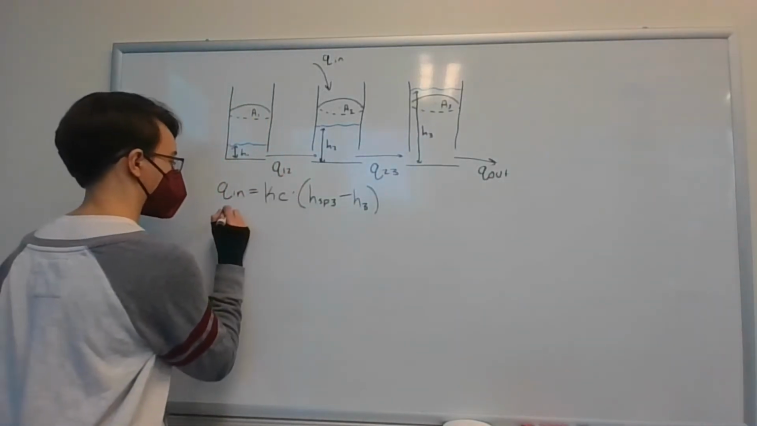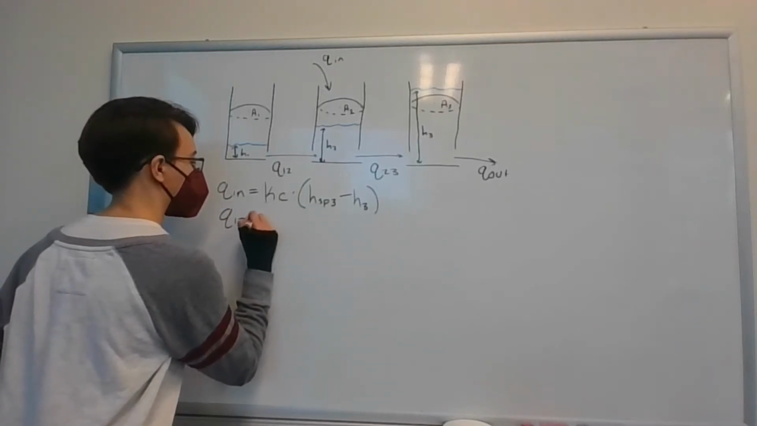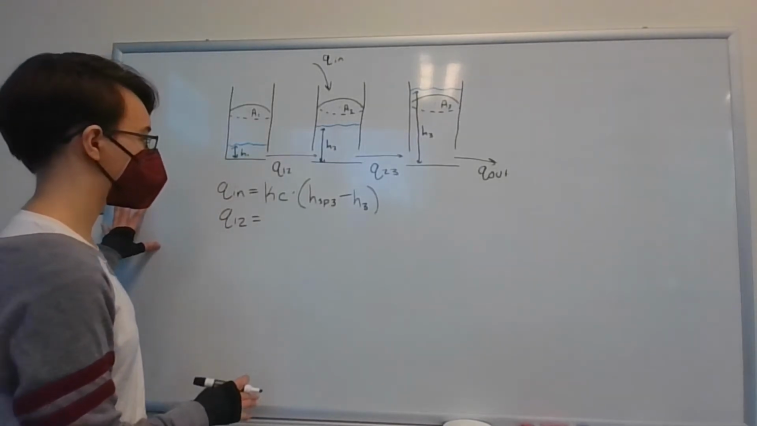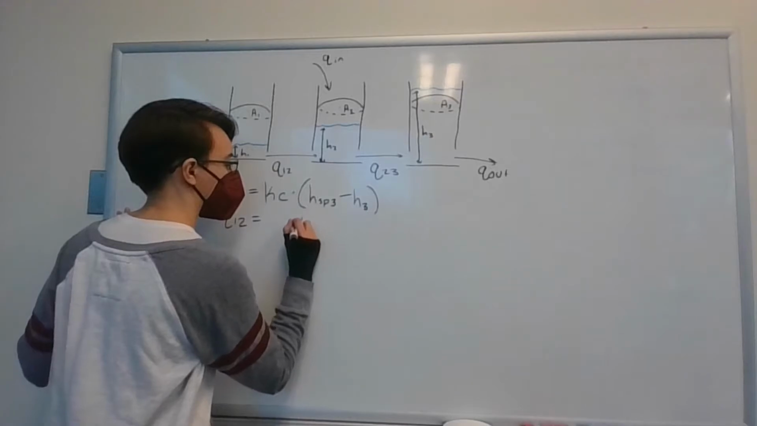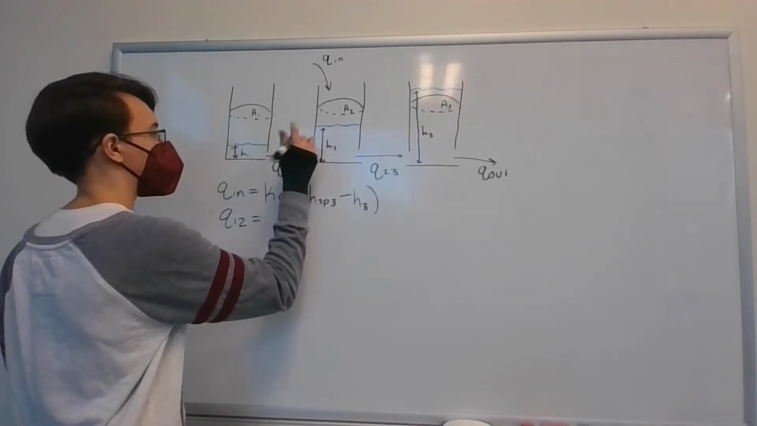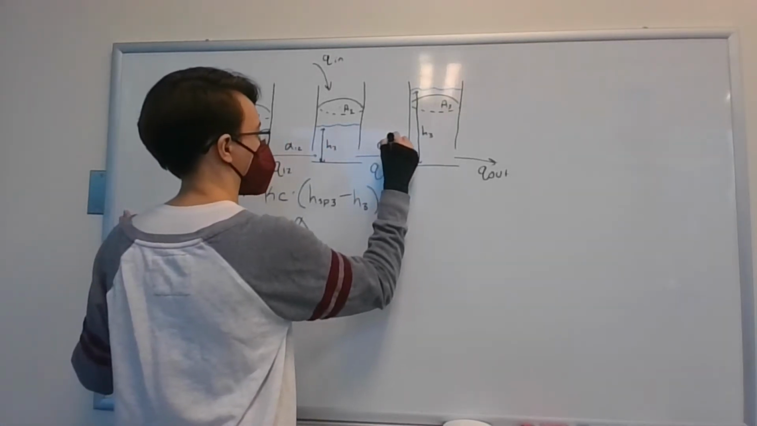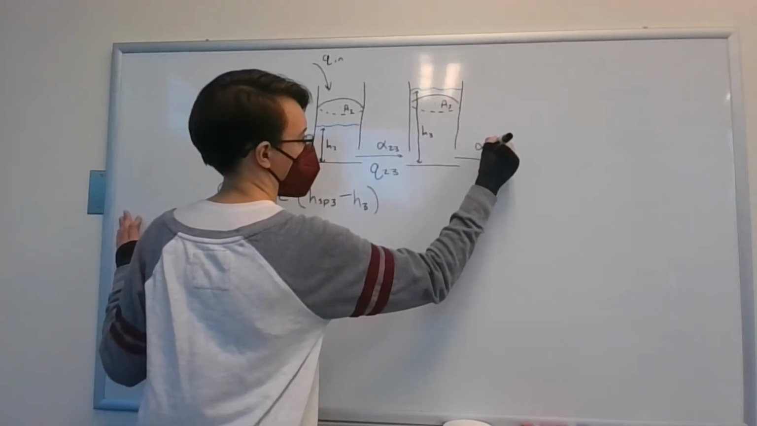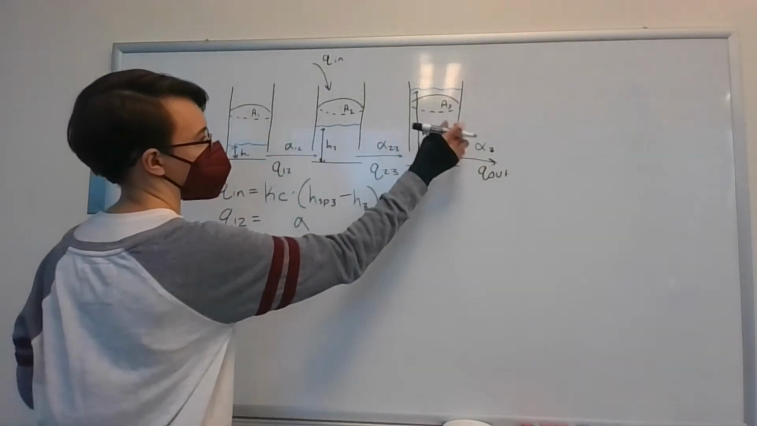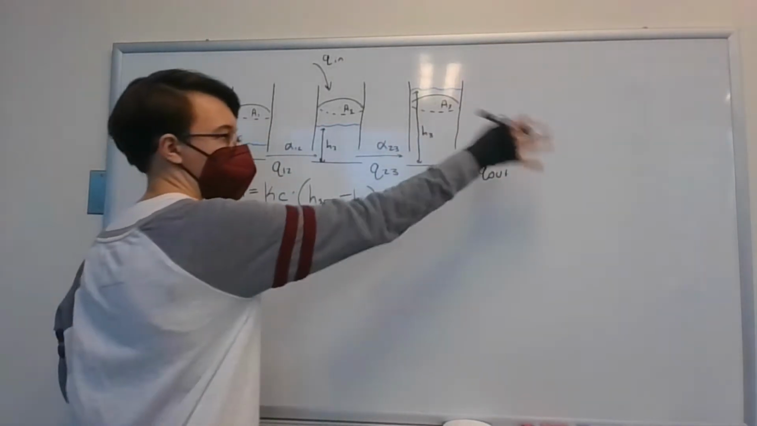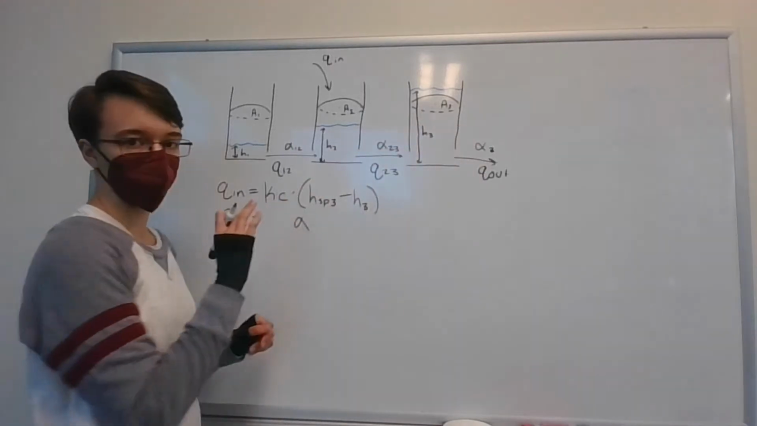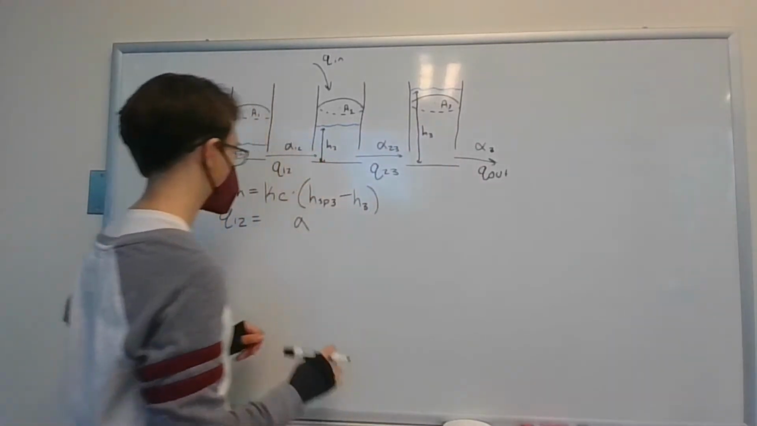So let's start with Q12. It was said to be proportional. We're going to use alphas for the proportionality constants, so we'll call this alpha 1,2, this alpha 2,3, and that alpha 3. That's just the proportionality constant between tanks 1 and 2, 2 and 3, and then tank 3 and the external system, which is not part of our system, it just goes out. But there is still a proportionality constant between this tank and the surrounding environment.